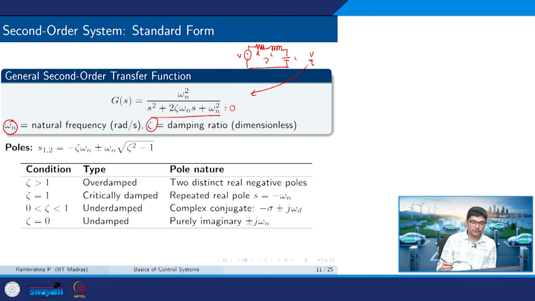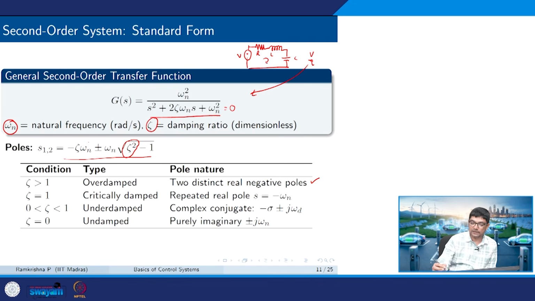Okay, so a quadratic equation will have two roots of this form, and based on the value of zeta, the system can have roots which are distinct and real and negative. So, the poles will always be negative in this. So, poles will always be in the left half plane, or at best on the imaginary axis, because of the structure of this.